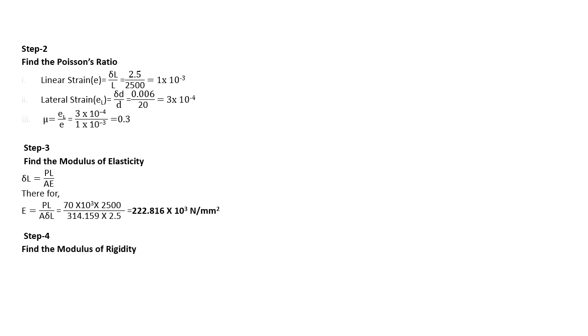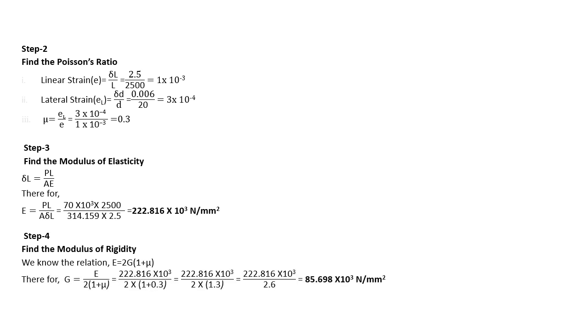Then step 4. Find the modulus of rigidity. We know the relationship between modulus of rigidity and Young's modulus, that is E is equal to 2G into bracket 1 plus mu. By rearranging the terms, we get the new formula for modulus of rigidity, that is G is equal to E by 2 into bracket 1 plus mu. By putting each value in this formula, we get G value 85.698 into 10 raised to 3 Newton per mm square.